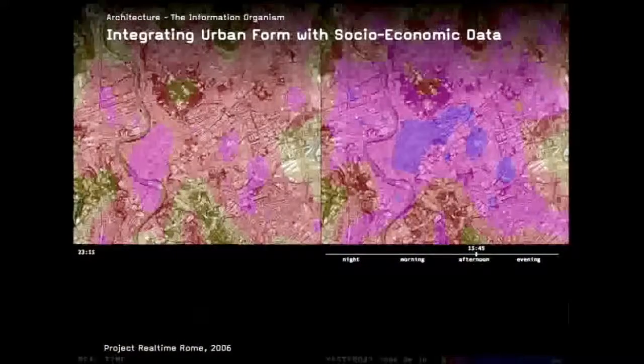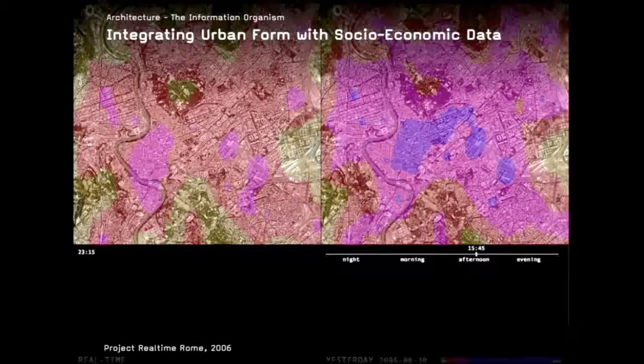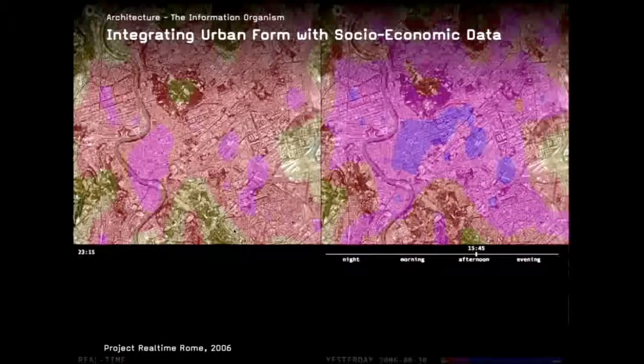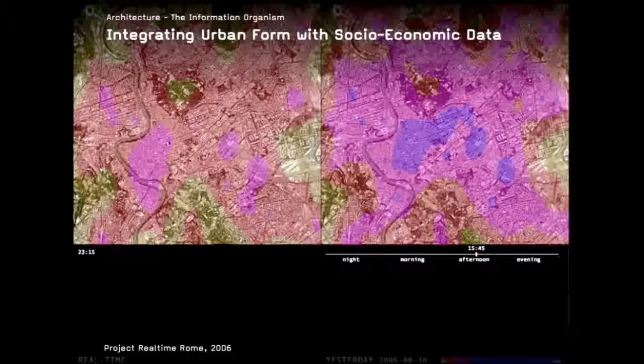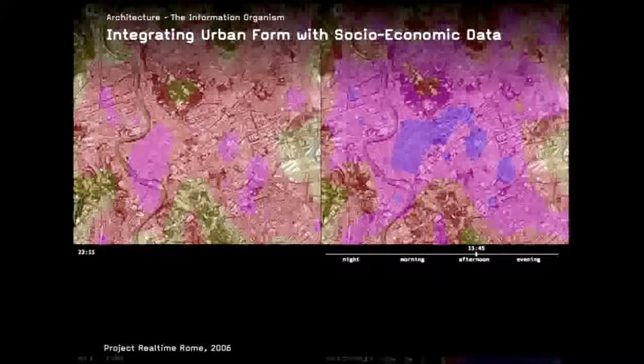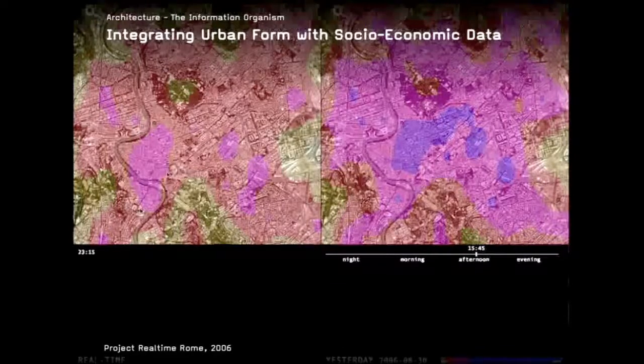So the example one was pulse. What are the patterns of use in this city? And this is the city of Rome. You recognize it, the river, the Tiber here with the island. Maybe you can recognize here the central train station, and you can see where people are at certain times just by looking at the mobile phone use in these areas.